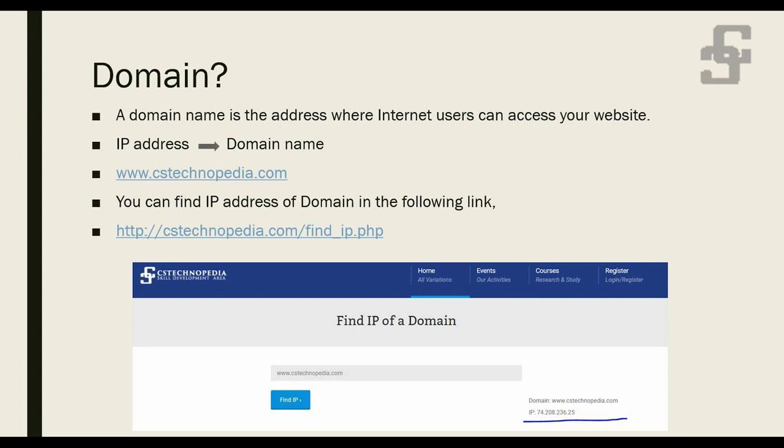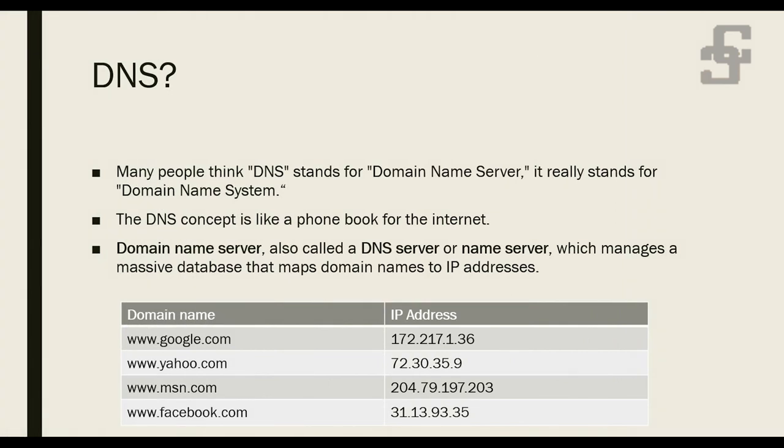This IP address is stored in a table that is known as DNS, the domain name system. It's commonly called a domain name server, where the domain name and IP address are stored together. If I type www.google.com, the server redirects to the IP address 172.217.1.36. Like that, you can check every domain and see its IP address.